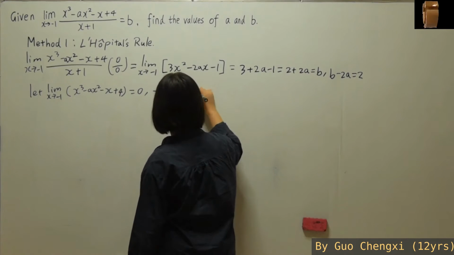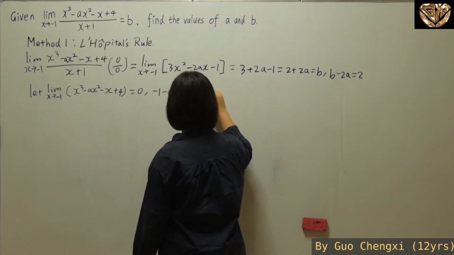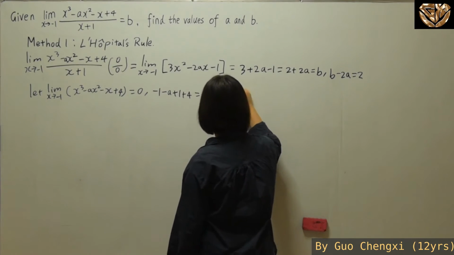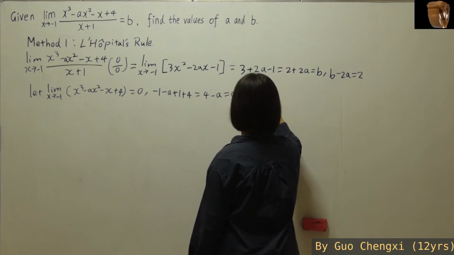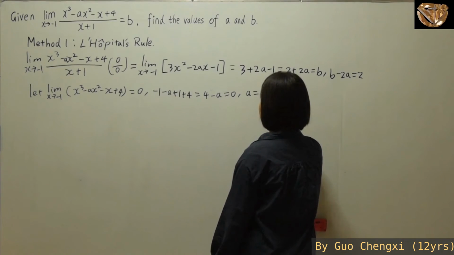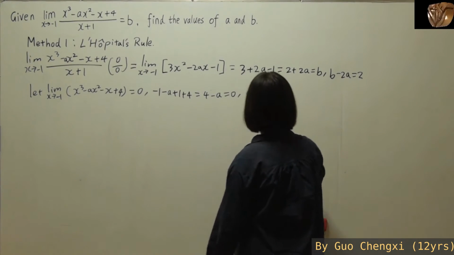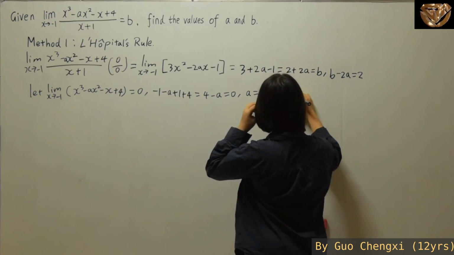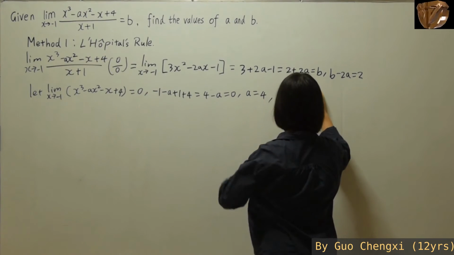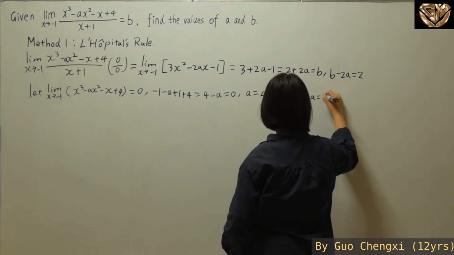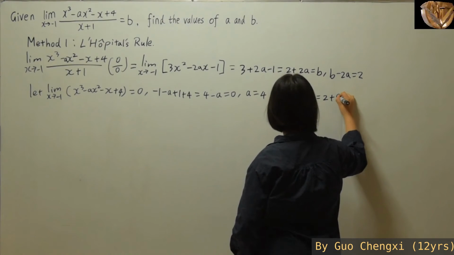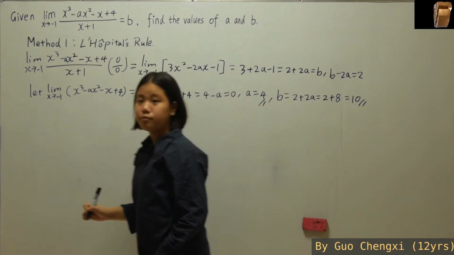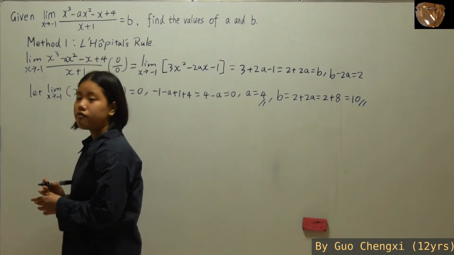This will be equal to 4 minus a, which is equal to 0. And thus a will be equal to 4. Okay? And since a is equal to 4, b will be equal to 2 plus 2a, right? So b will be equal to 2 plus 8, which is equal to 10. And here we have our a and b. So that is for our first method.